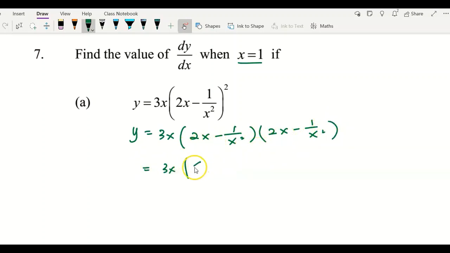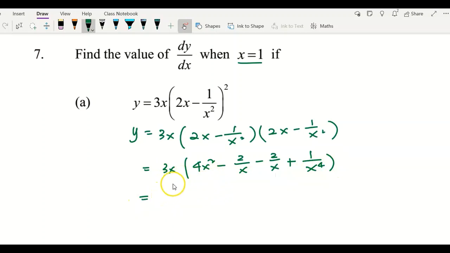2x multiplied by 2x, you get 4x squared. And 2x multiplied by negative 1 over x squared, you get negative 2 over x. And negative 2 over x as well, because negative 1 over x squared multiplied by 2x, you also get negative 2 over x. Plus negative 1 over x squared multiplied by negative 1 over x squared, you get a positive 1 over x to the power of 4.